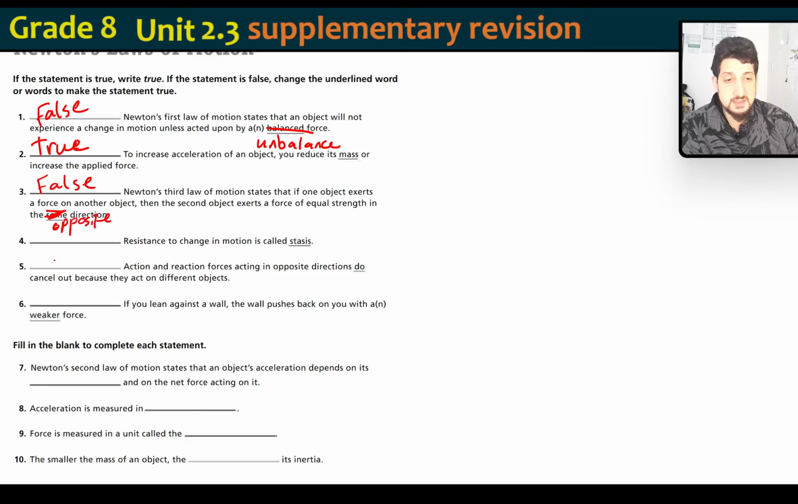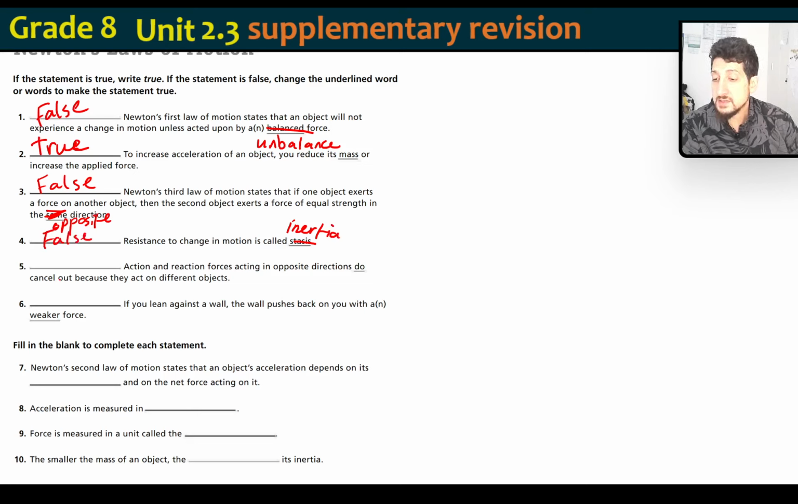Number 4 says, what is the resistance to change in motion? Called stasis. No, it's not. It's called inertia. Okay, so that's false as well.